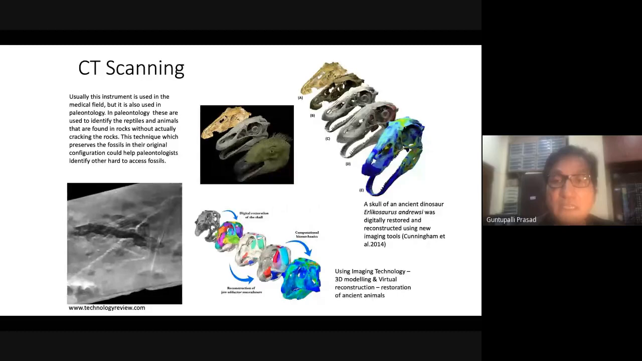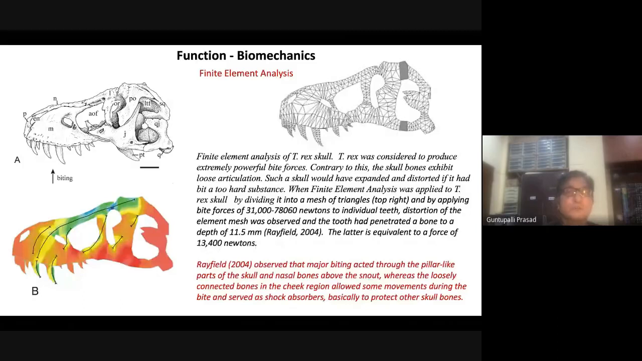Another thing that we are using nowadays is biomechanics. Finite element analysis is an engineering principle used to test the strength of buildings. It has been applied to some of the dinosaur skulls, for example here, by bite forces, assuming that the dinosaurs had a biting force of 13,000 newtons. This is done through computer modeling. You divide the skull into a number of triangular structures in the computer software, and then you apply the bite force and see how it affects the skull bones, because there are many gaps within the skull.